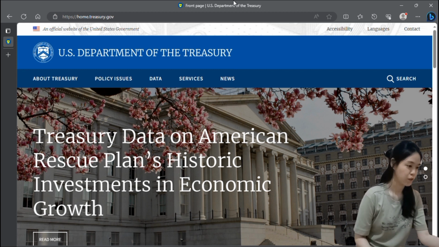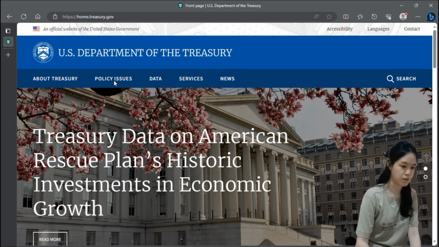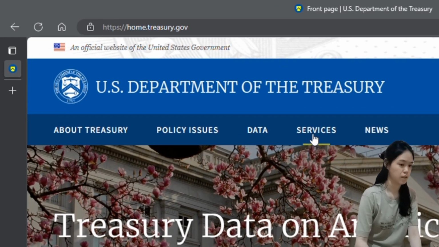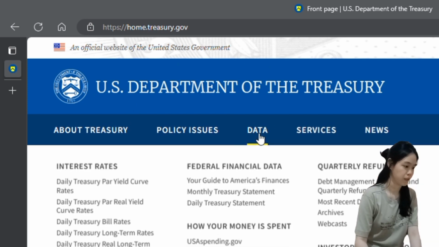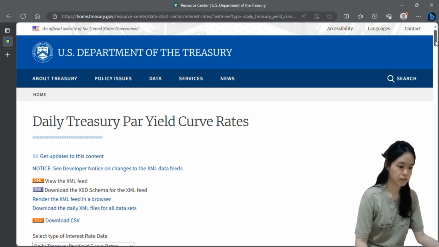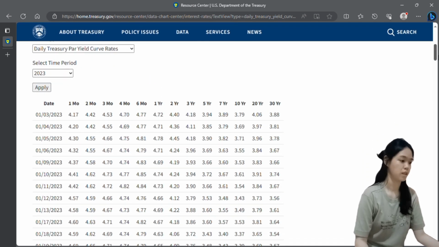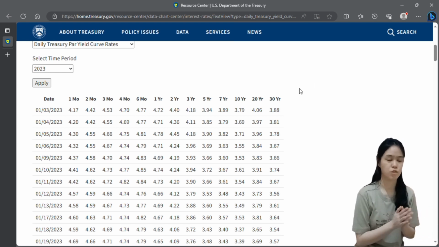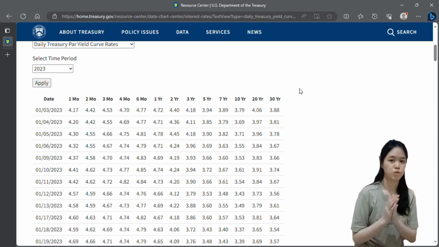And to get that data, we need to go to the official website of the United States government, as you've seen here. So the website is home.treasury.gov, and after landing on this page, you click on the Data tab and then click Daily Treasury Par Yield Curve Rates. And so here's the data. The data is provided only on a year basis, so we cannot ask for a specific period, such as August 2022 to August 2023. We cannot ask like that.